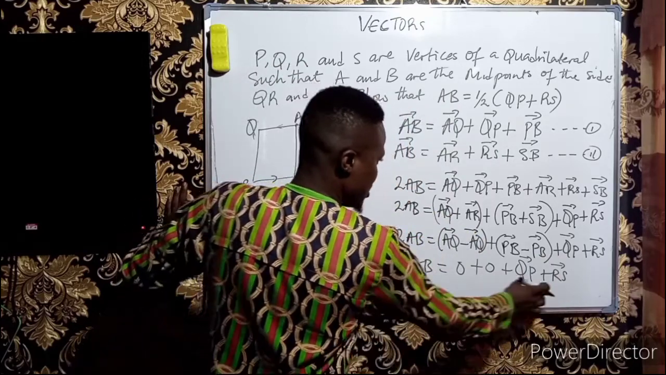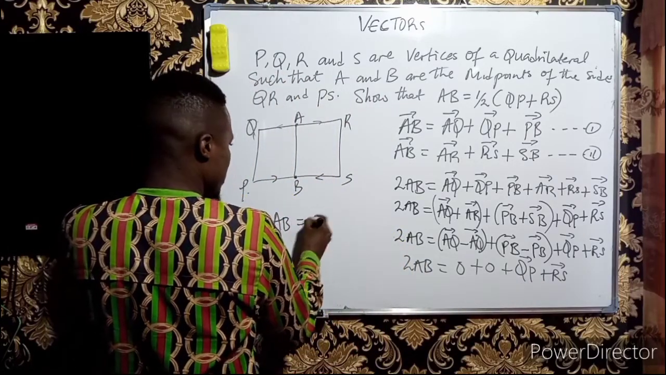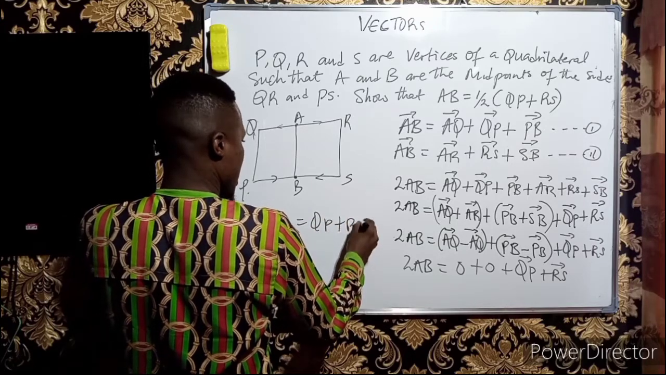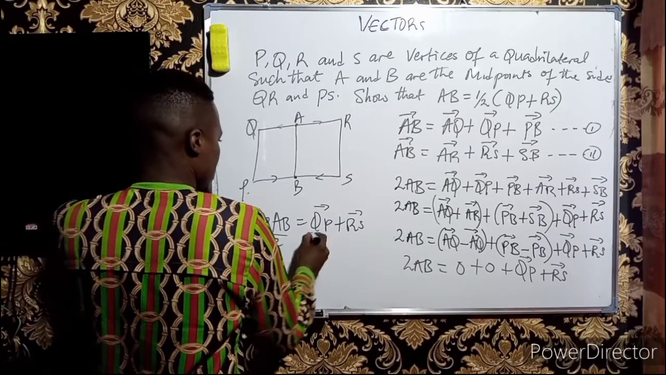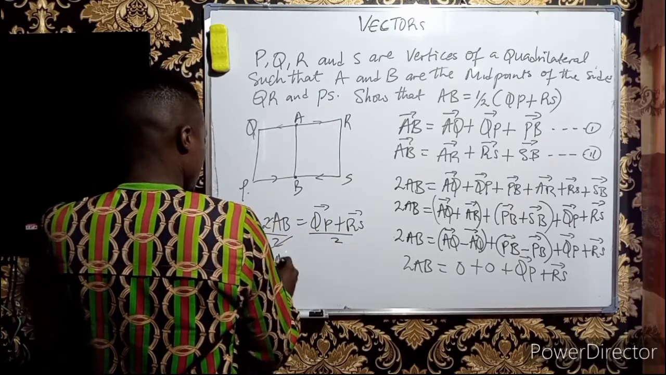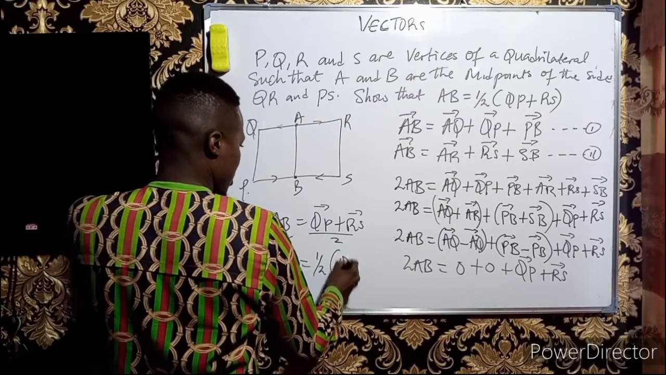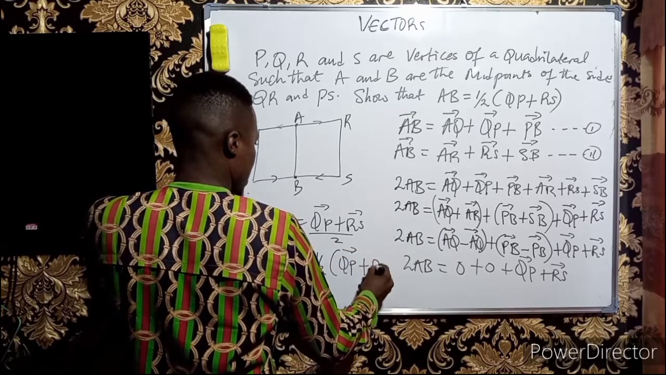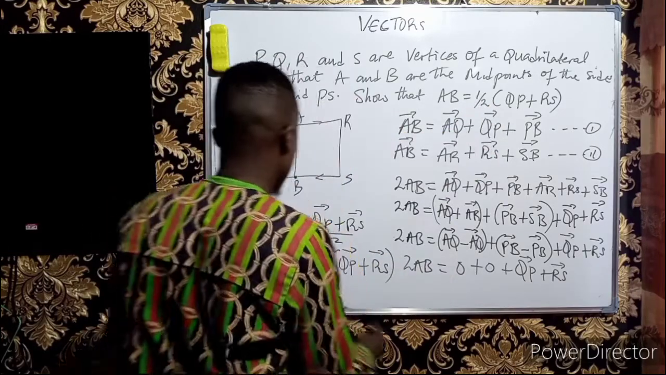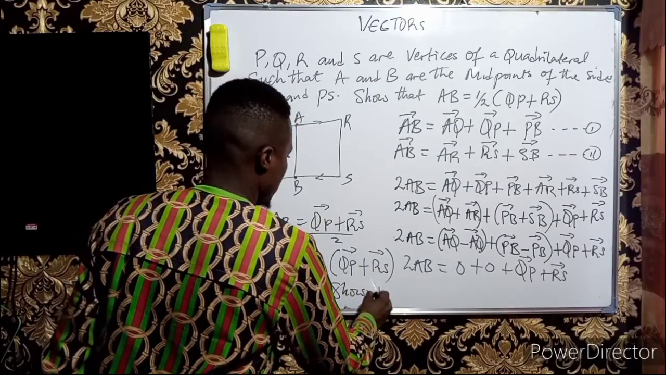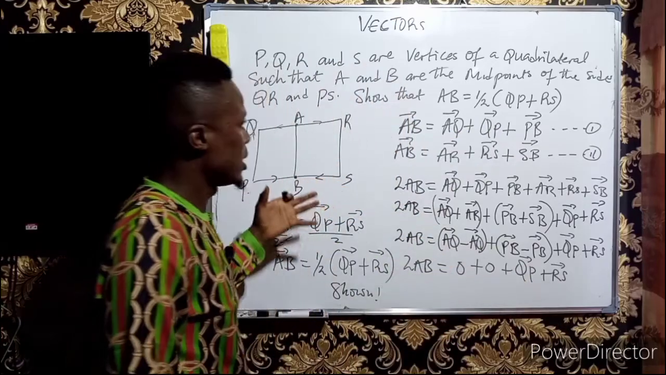So AB will be found by dividing this by 2. 2AB is QP plus RS, because 0 is nothing. Then divide both sides by 2. AB is equal to, over 2 means half, half of QP plus RS. Okay, and that is what the question is talking about. So we have shown that, from vectors, AB is equal to half of QP plus RS from this diagram.